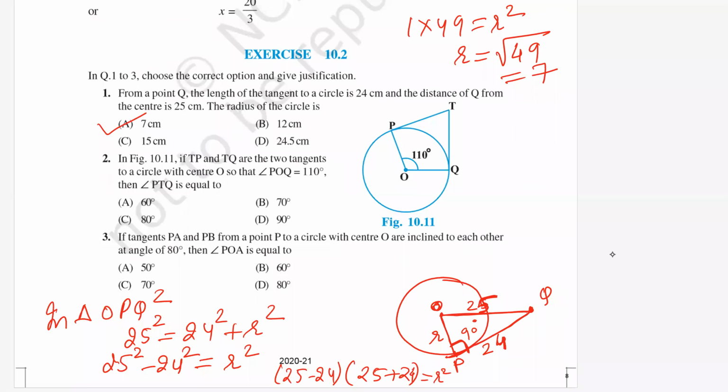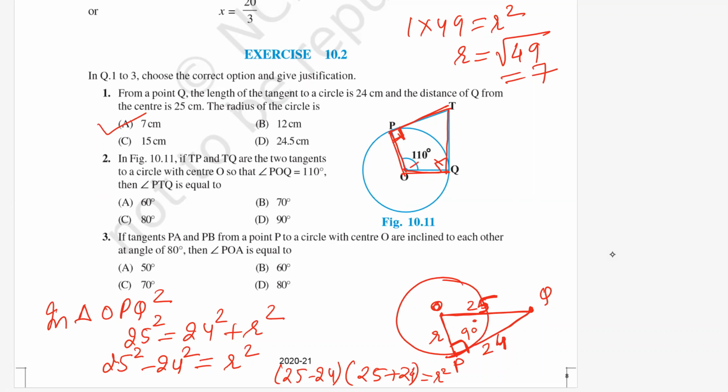In figure 10.11, if TP and TQ are two tangents to the circle with center O, so that angle OPQ is 110, find angle PTQ. So actually one easy way of doing this is, this can be assumed as a quadrilateral. Now tangent and radius are perpendicular, so this is 90 degree, this is 90 degree. Sum of all four angles of a quadrilateral is 360 degree. So 90 plus 90 plus 110 equals to 360.